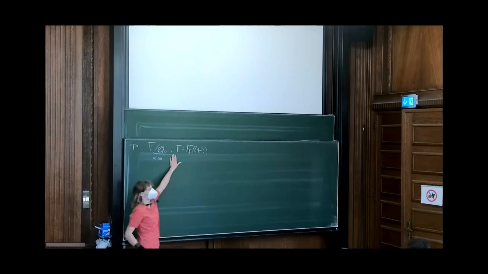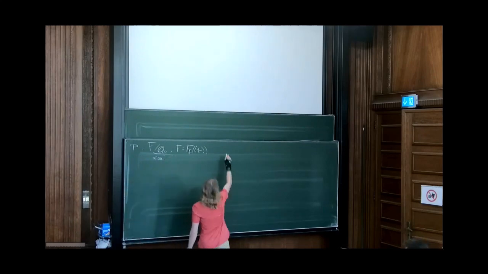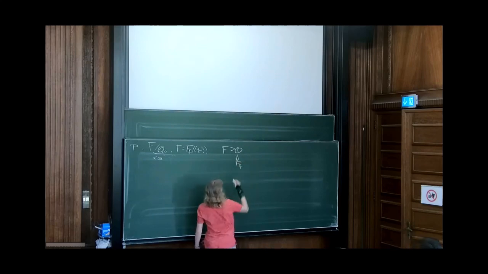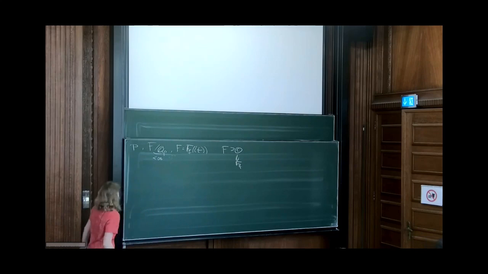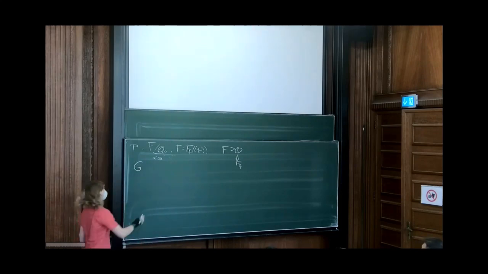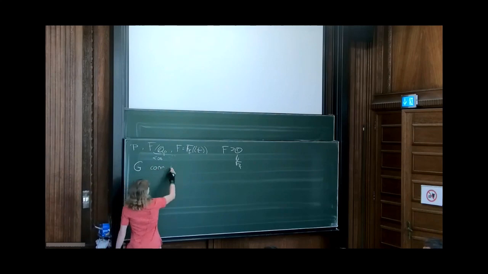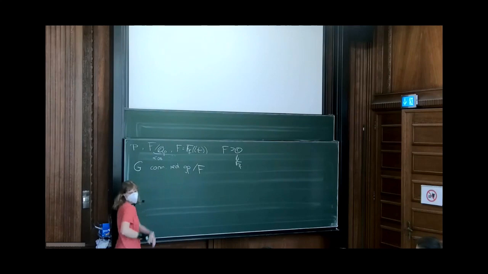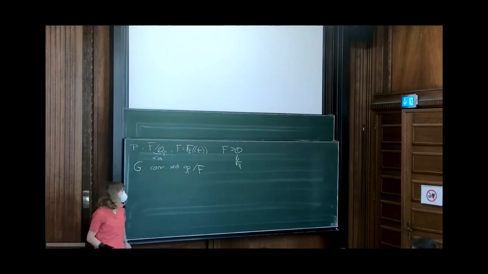So F is a non-Archimedean local field. Inside F, I pick a ring of integers, and the residue field is F_q, just in case we need that. And then the main player for today, for this talk, is denoted by G. G is a connected reductive group over the local field F. So GL_n, SL_n, exceptional groups, whatever you like.